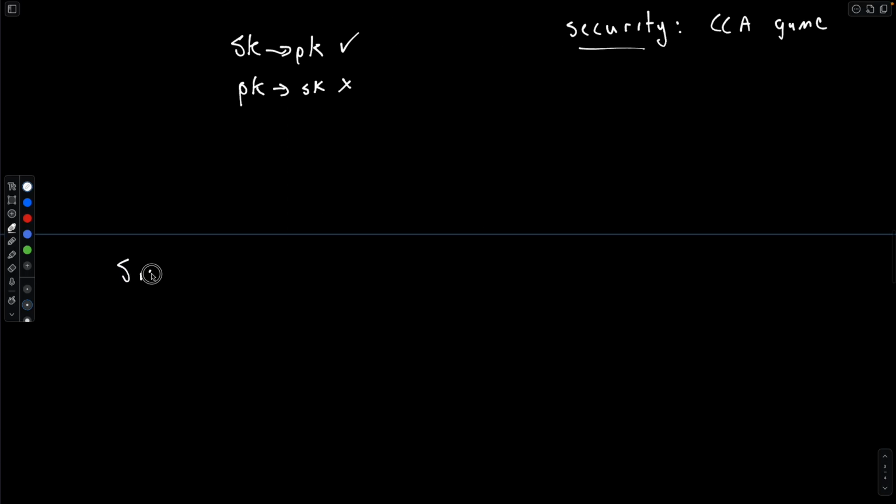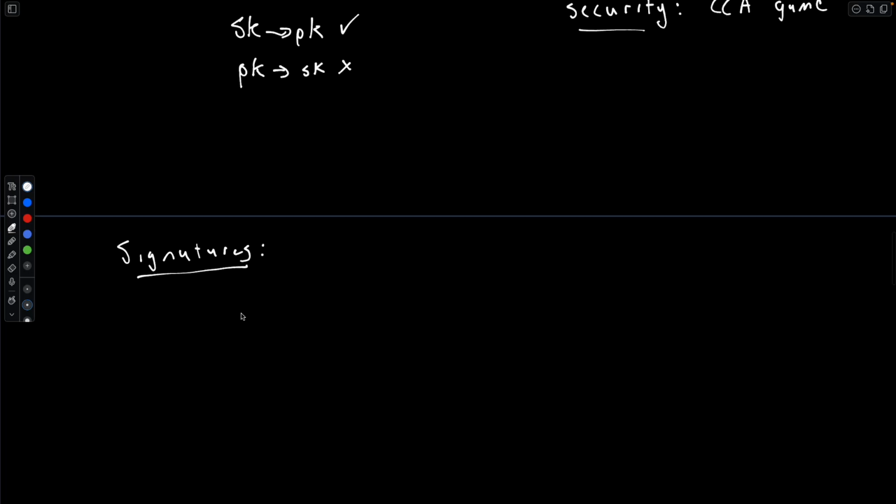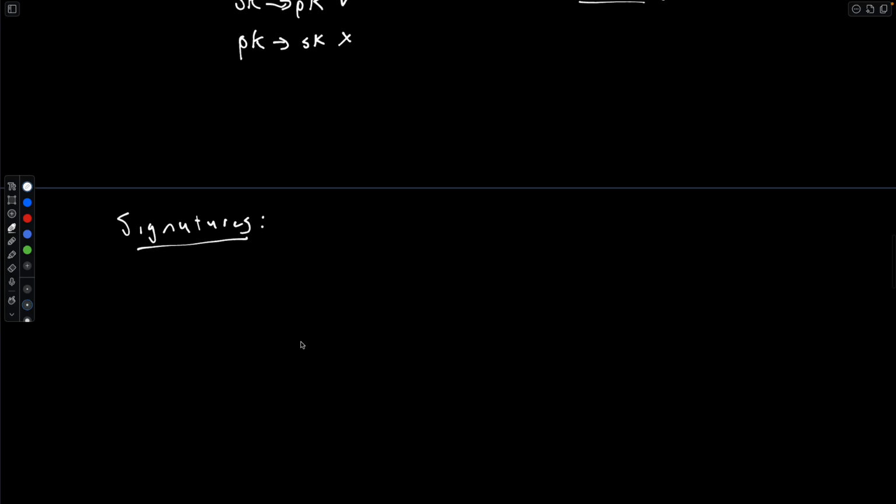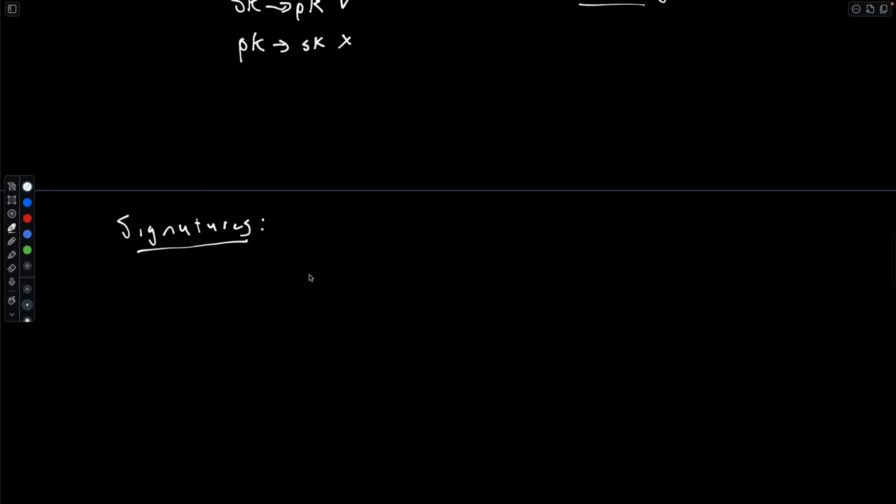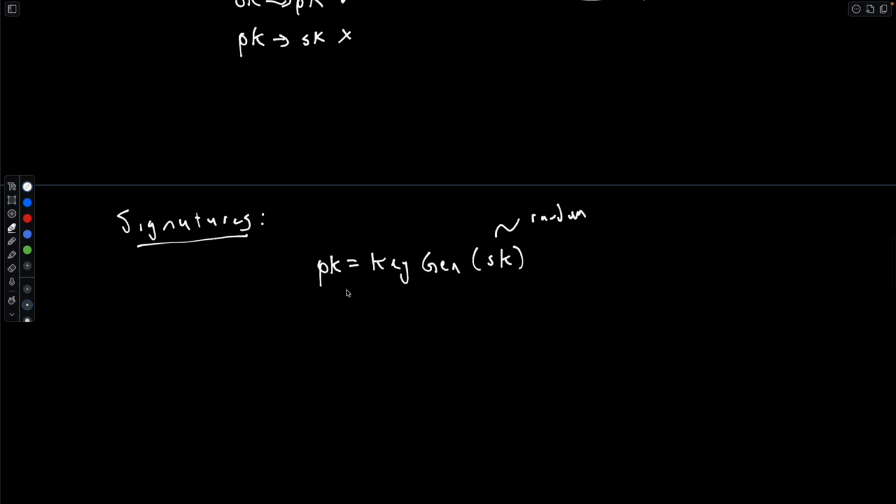Okay, we have signatures. Signatures are kind of like public key MACs, basically. They do the exact same thing as a MAC. They're just a public key type of thing. So I have the exact same algorithm. I generate a secret key, I pick a secret key at random. And I generate a public key from it.